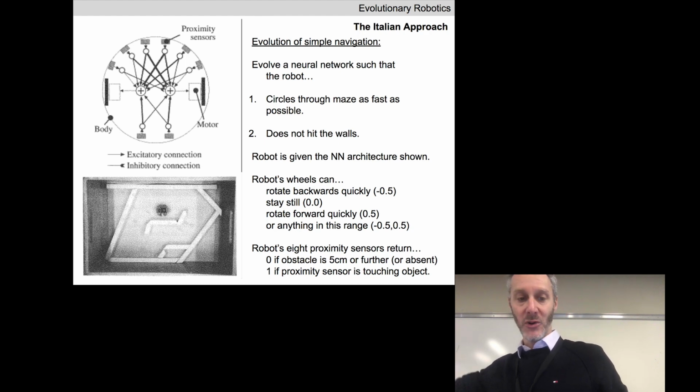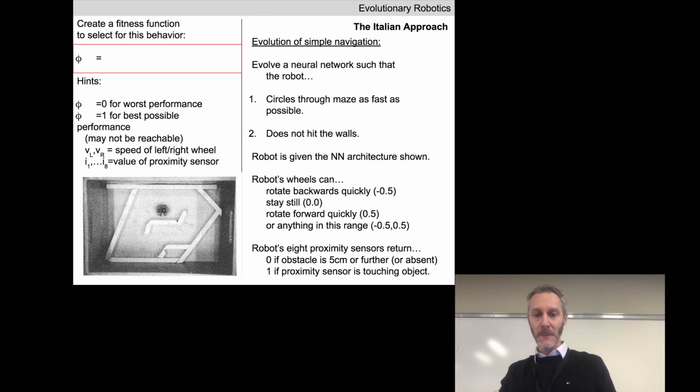Just to refresh your memory, we're going to try and get this robot to race around this maze or this track as quickly as possible. It has 8 proximity sensors and 2 motors. You can see how it's connected up. It's not that much more complicated than a Braitenberg vehicle.